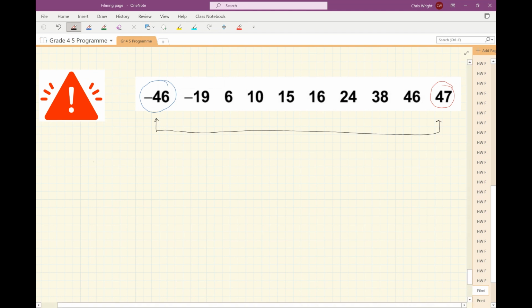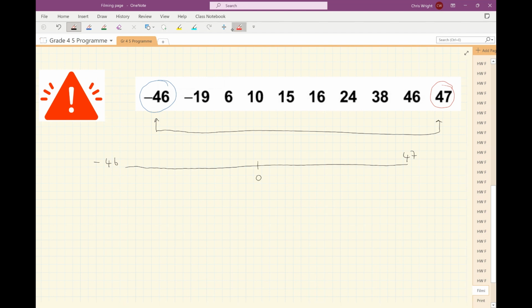Well, I could think about that in 2 ways. If I have minus 46 here on a number line and 47 here on a number line, let's stick 0 here, then how far is it from one number to the other? Well, that bit is a journey of 46, and that bit is a journey of 47. So the whole of the difference is 46 plus 47. So the range there is actually 93. The difference between those numbers is 93.